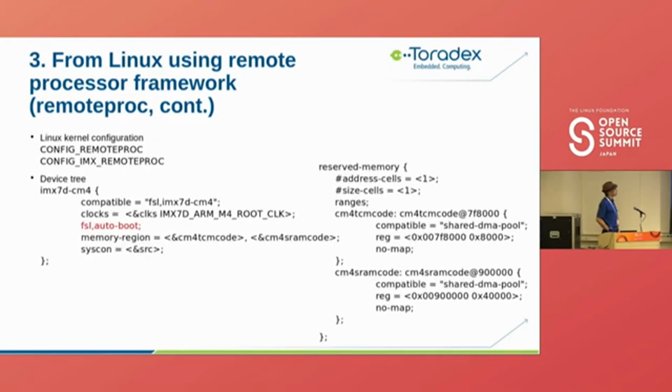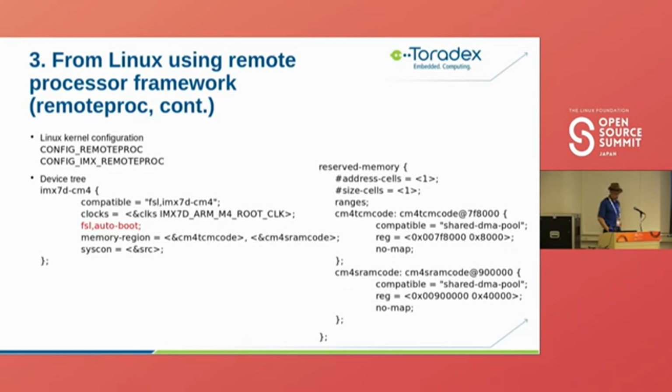Then the kernel configuration in Linux for that is called CONFIG_REMOTEPROC, or more specifically for the i.MX case, CONFIG_IMX_REMOTEPROC. And you also need to add certain things in the device tree. For example, in the i.MX7 case, you have this imx7d-cm4, and there you give it the clock, for example. This is the root clock of your M4 core.